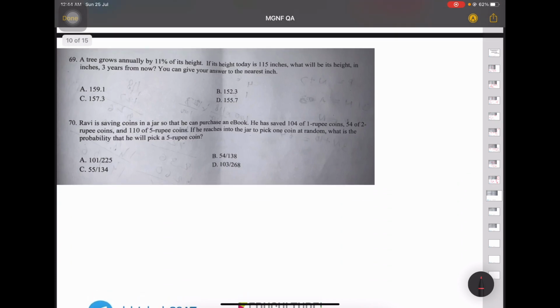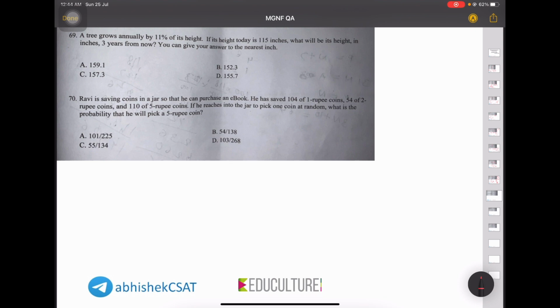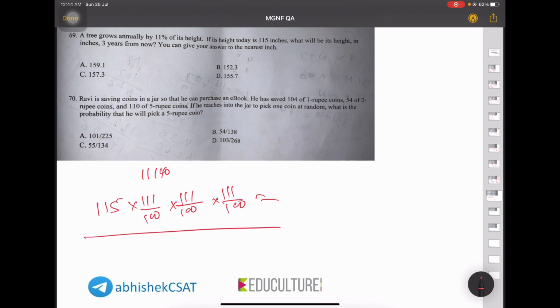Next question. A tree grows annually by 11% of its height. 11% growth means it becomes 111%. If its height today is 115 inches, what will be its height in inches 3 years from now? That means 100 into 111, 100 into 100 for 3 years. That's why we've taken it for 3 years. Nearest in inch. So solve this, just multiplication. This is time consuming, but this is the only method, no shortcut, because options are also so near.